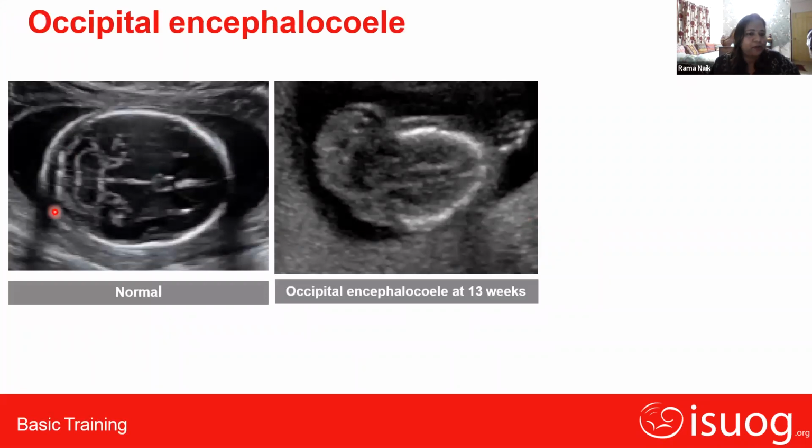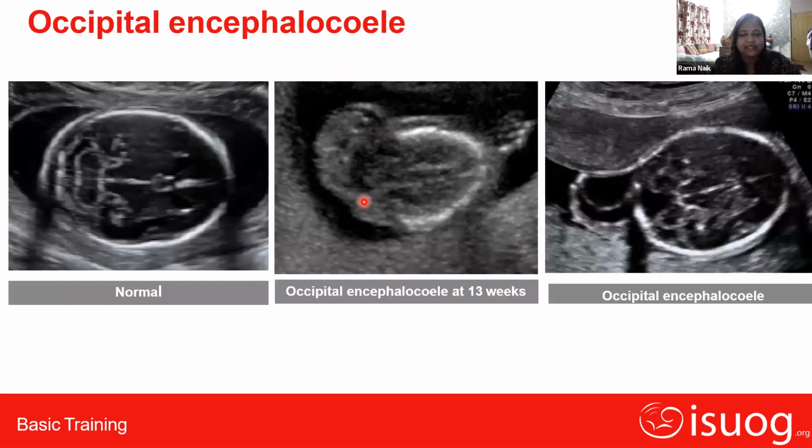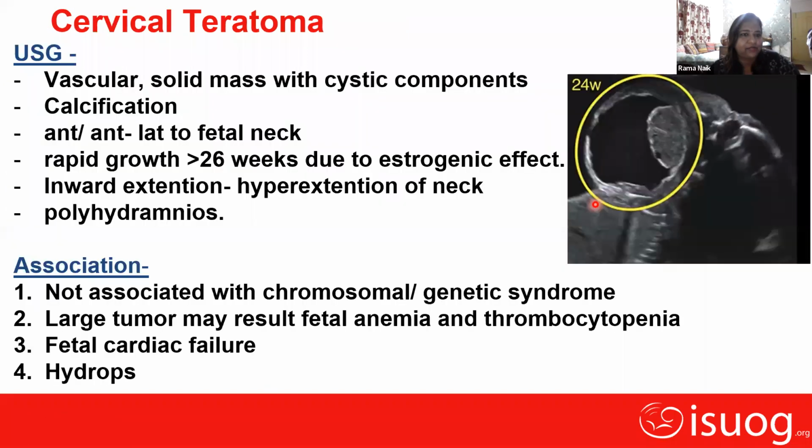So these are some scan pictures. This is the normal brain in the plane 6 section. Here in the early scan, in the NT scan, there is a mass bulging out, and there is a defect in the skull bone, and it is bulging outside. And this is in a bigger baby in the anomaly scan, there is a defect here, and this mass is coming out. So this is encephalocele.